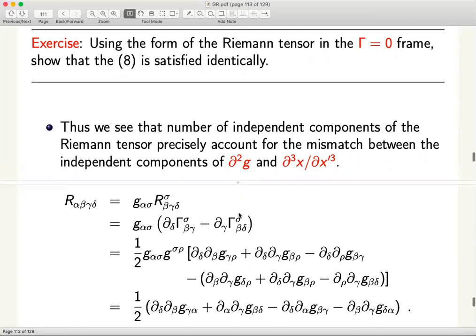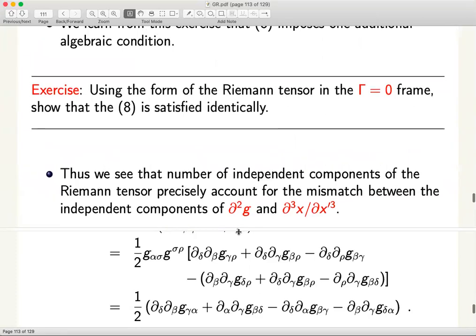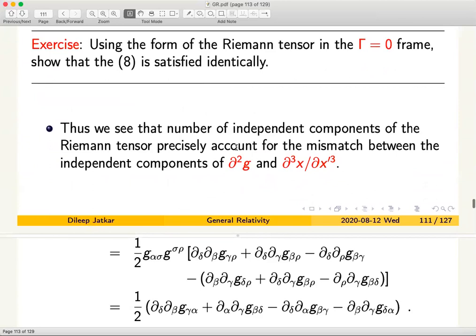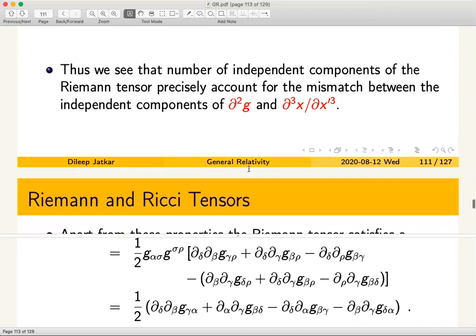Okay, so let's go ahead and compare the following. We have seen that there was a mismatch. There were 100 independent components in the second derivative of g, and only 80 components in the third derivative of the coordinate transformation. Both of them are four-indexed objects. We thought we could use some of these to set some of them to 0, but 20 are still left over.